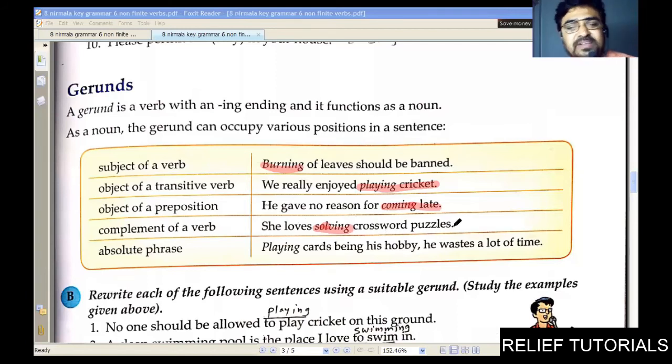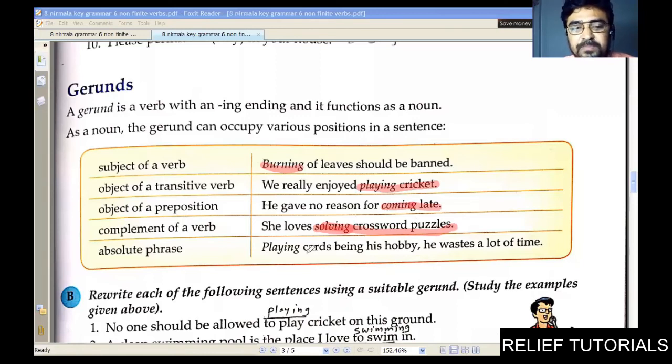The perfect example of a complement is, his hobby is swimming. So hobby is the subject, is is the verb of to be, and swimming is what? The noun that is completing the meaning of the incomplete verb is. And as it is a noun in the ing form, it is called a gerund, and an example of a non-finite verb. So it's the wrong example over there. This is the wrong example.